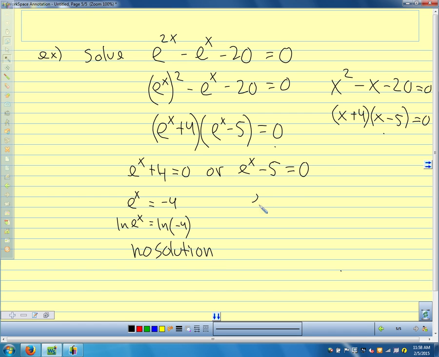Now let's work on this one. E to the x equals 5. Take the natural log of both sides. So x equals natural log 5, which is about 1.609. All right, questions? Okay, that's all we have today.